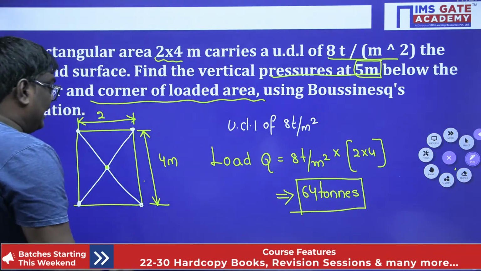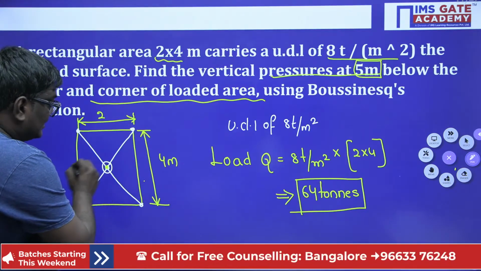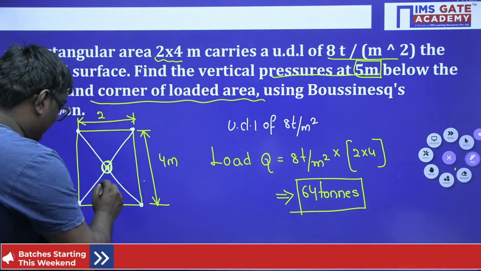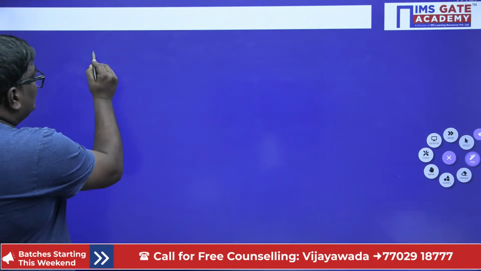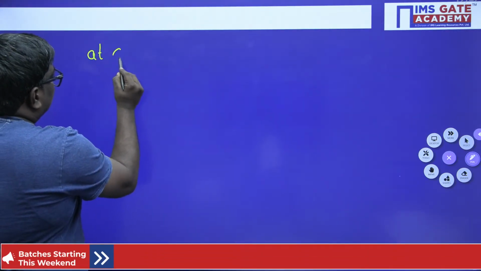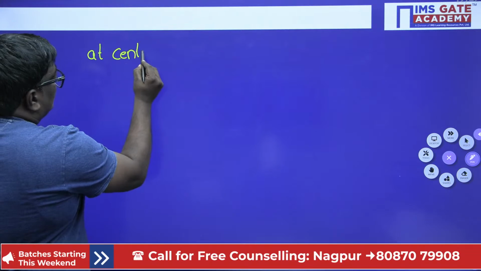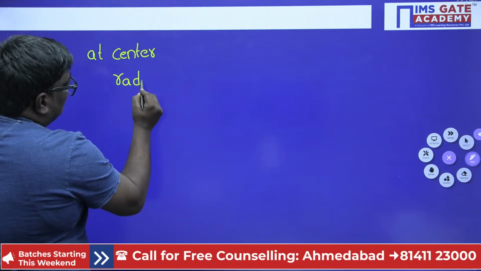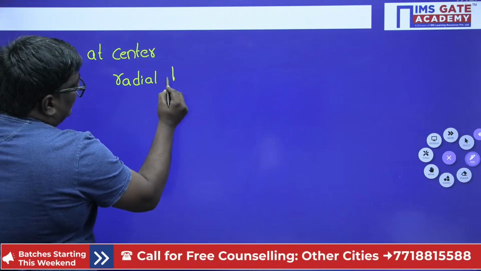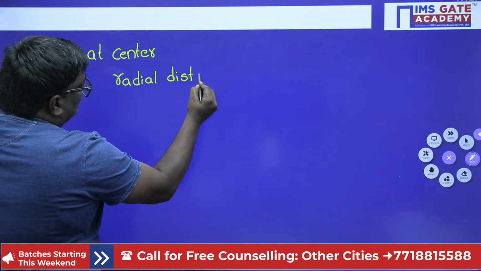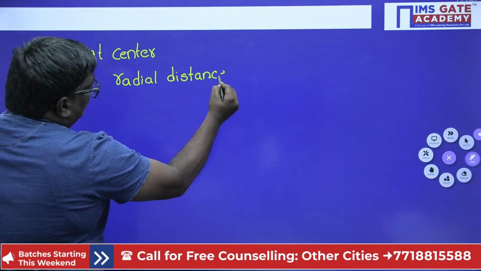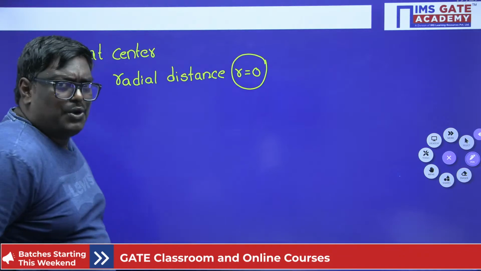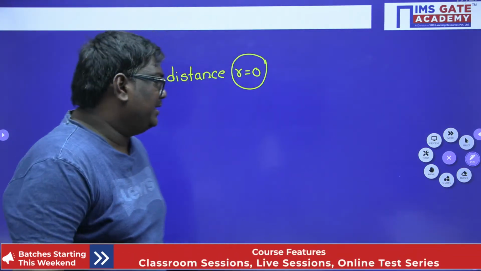So let us see what is the radial distance at center. Now see students, very important. At center, radial distance R is equal to 0. The radial distance R is equal to 0 at the center. Very good, my dear student.